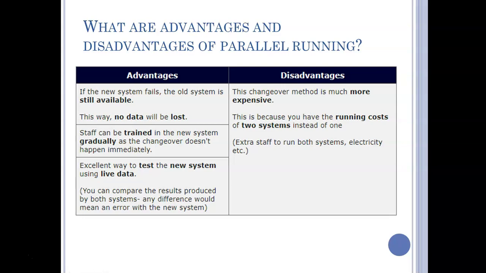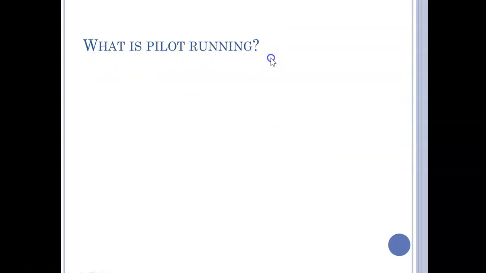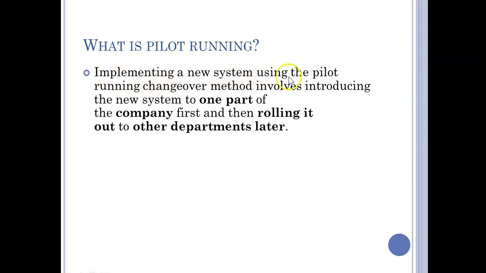So when you choose to introduce your system, firstly by running the old system and the new system side by side, and when you feel the new system is working correctly, you then discard the old one and only use the new one. So what is pilot running? When implementing a new system, using the pilot running changeover method involves introducing the new system to one part of the company first, and then rolling it out to the other departments later. So if you have a business, you're going to choose one section of your business that is going to use the new system, and all the other sections will still be using the old system.